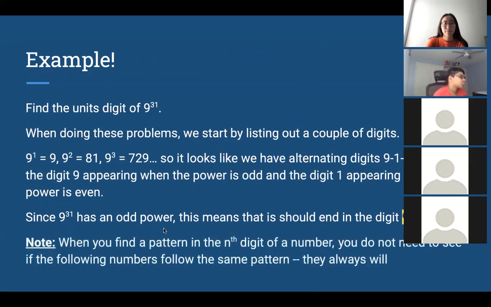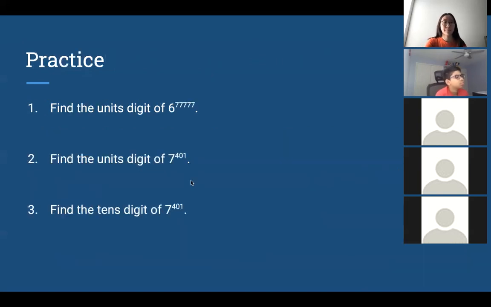All right, so when you find a pattern in the nth digit of a number, you don't need to see if the following numbers follow the same pattern, because you know they always will.